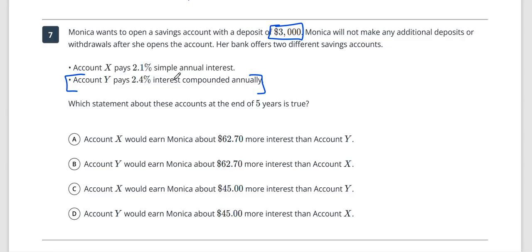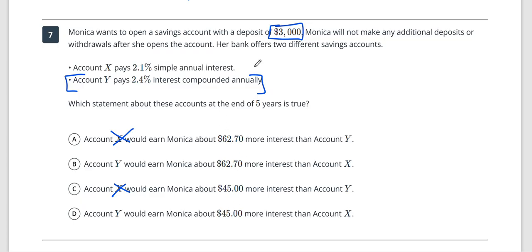It just happens. There's more money in it. It stays compounding off the interest that's already compounded. The numbers are bigger too, so this is just a no-brainer. This is your answer right here, where Y is greater. So I'm going to say X would earn about more, these two are out. Now you've got to figure out the right answer.